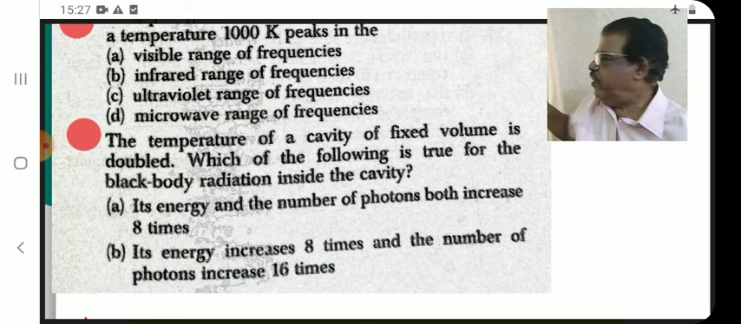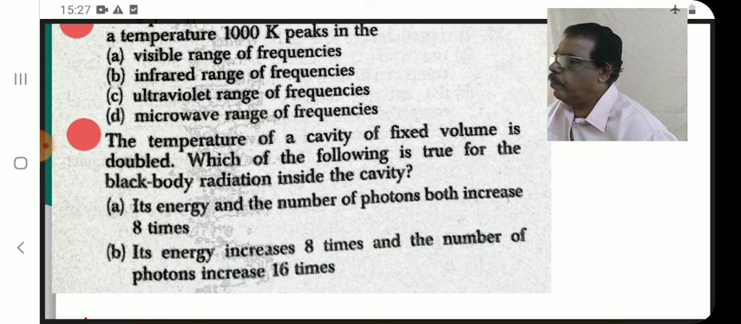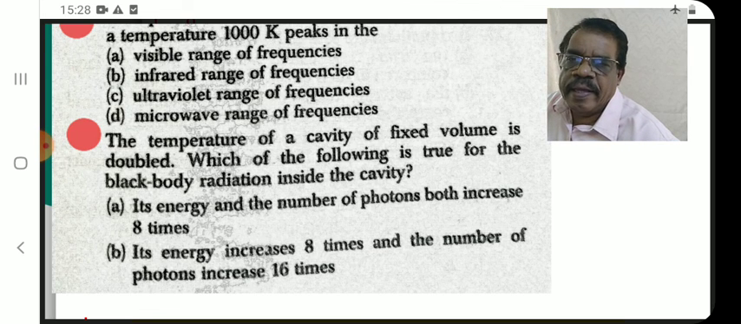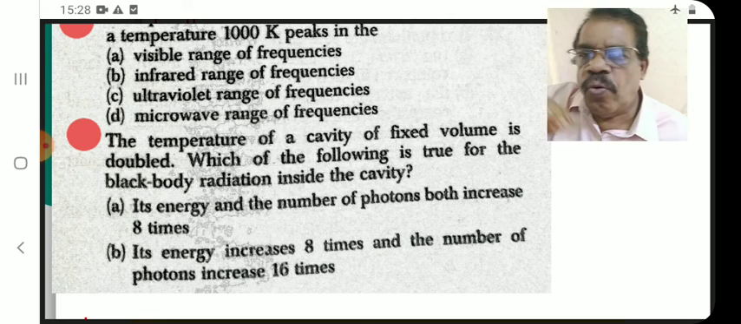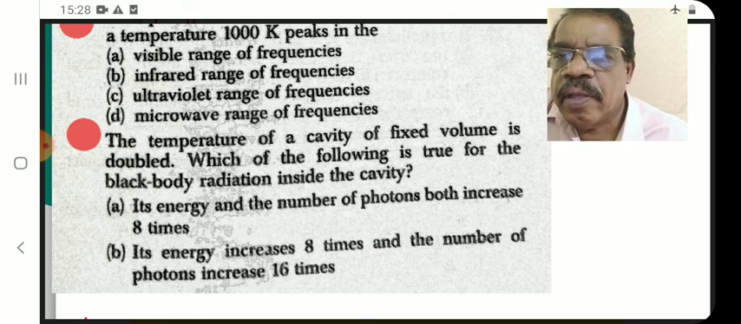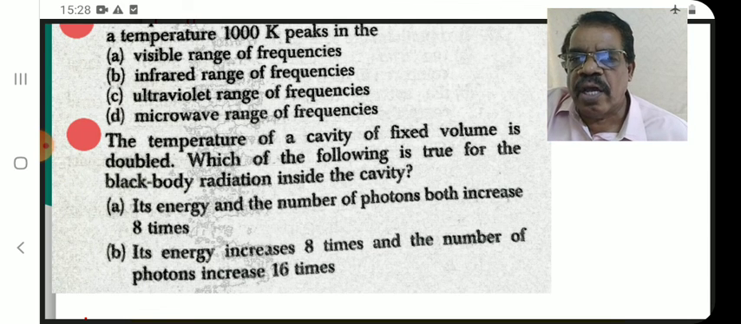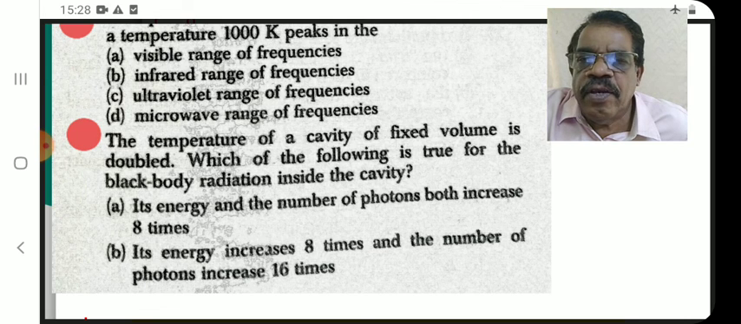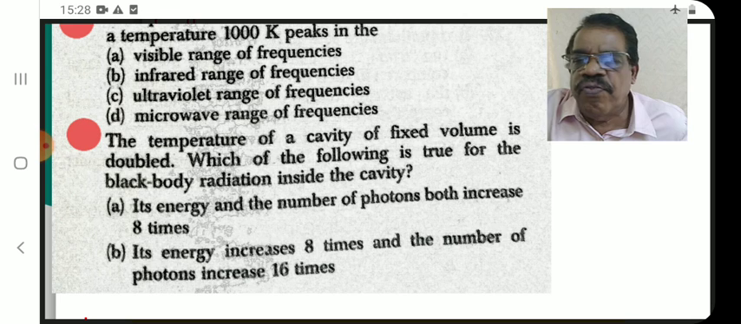The temperature of a cavity of fixed volume is doubled. Which of the following is true for the black body radiation inside the cavity?